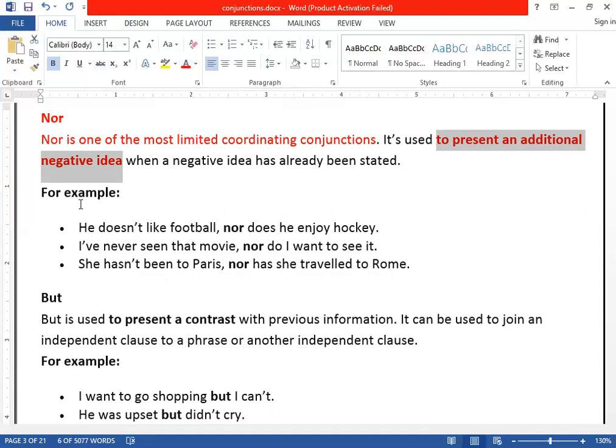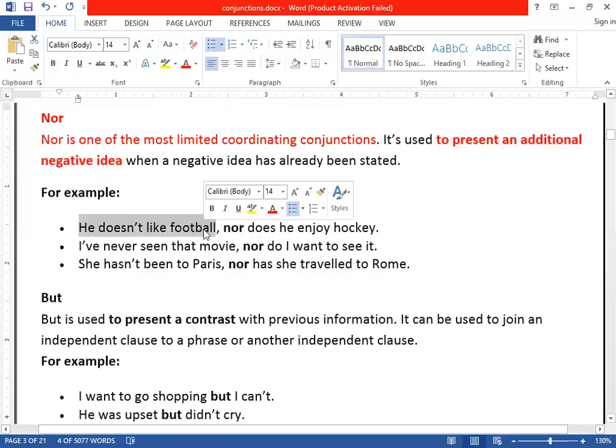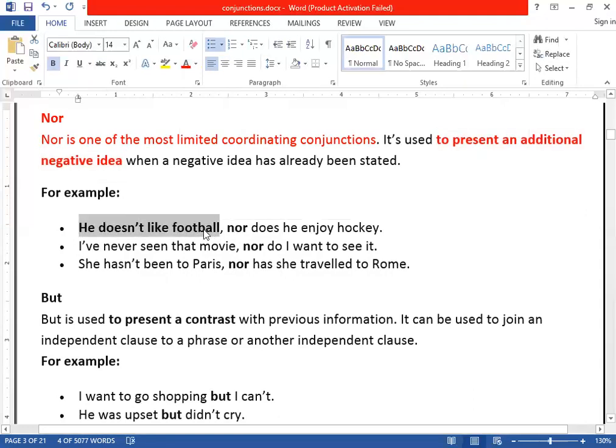How? Let's take some examples. For example, he doesn't like football. Can you see? Is it negative or not? He doesn't like football. Nor does he enjoy hockey. Again, it becomes an additional negative idea. We have used nor in this case. And what is nor? Nor is called a coordinating conjunction. This is one independent clause, and this is another independent clause, and we have used nor. Before nor, we have used a comma.